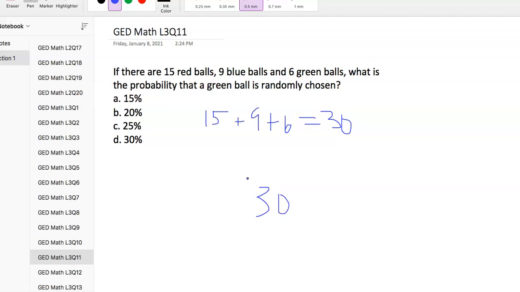And the question is the probability of a green ball, right? We have 6 green balls. We put that one in the numerator. 6 out of 30. So if we divide each side by 6, 6 divided by 6 is 1. 30 divided by 6 is 5, and that's 1/5. And 1/5 equals 20%.